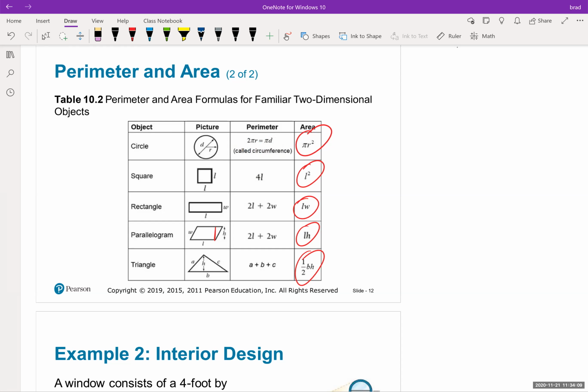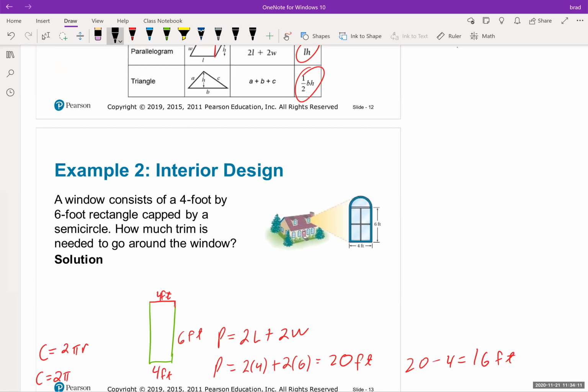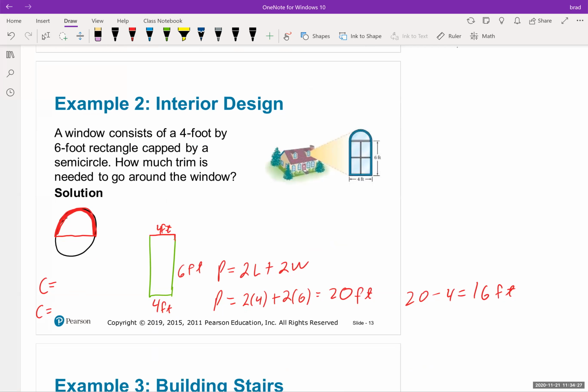Since we were given the diameter, let me come back here real quick and draw the circle. We only have the top half of this circle, right? So I'm going to find the perimeter of the whole circle, and I'm going to use the pi times d formula, since they gave us the diameter.